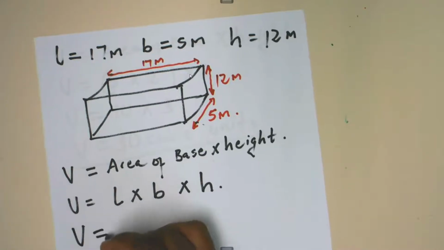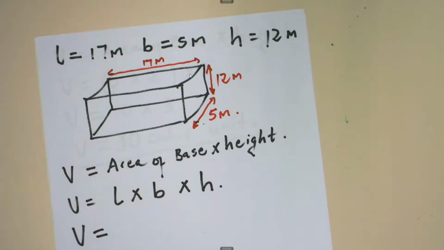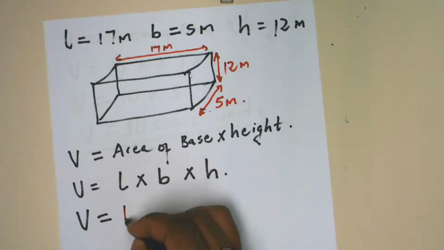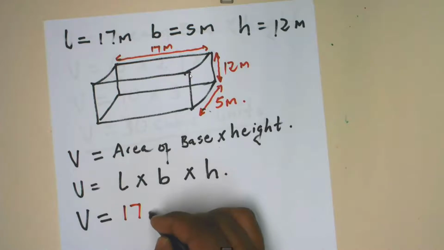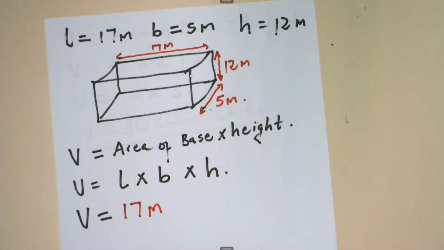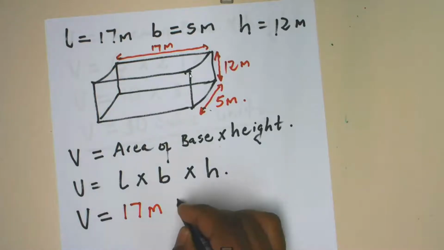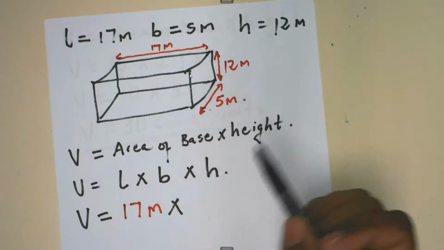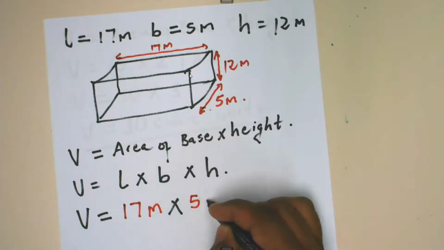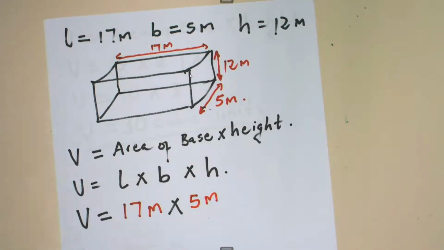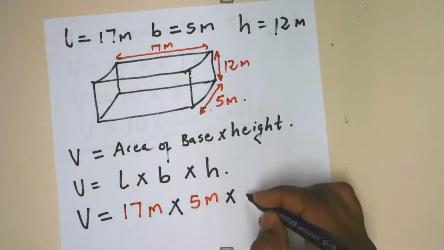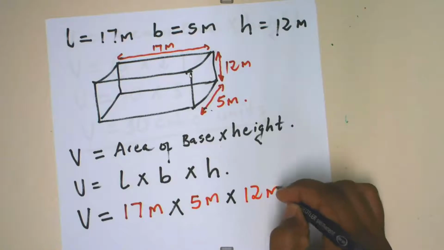Now, we just substitute. What is the length there given? It is 17 meters. Please don't forget to put those units. It is 17 meters, and therefore we multiply it by the breadth. Check the dimension. The breadth is 5 meters. That is 5 meters. And then we multiply that by the height. And the height in this case is given as 12 meters.